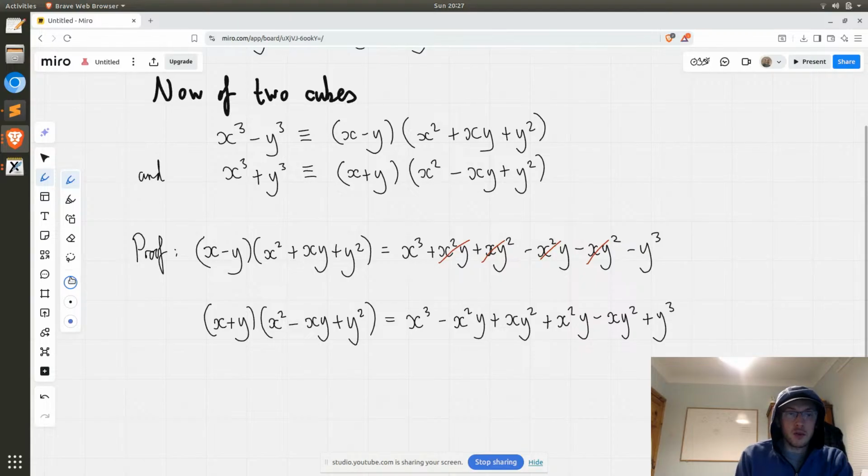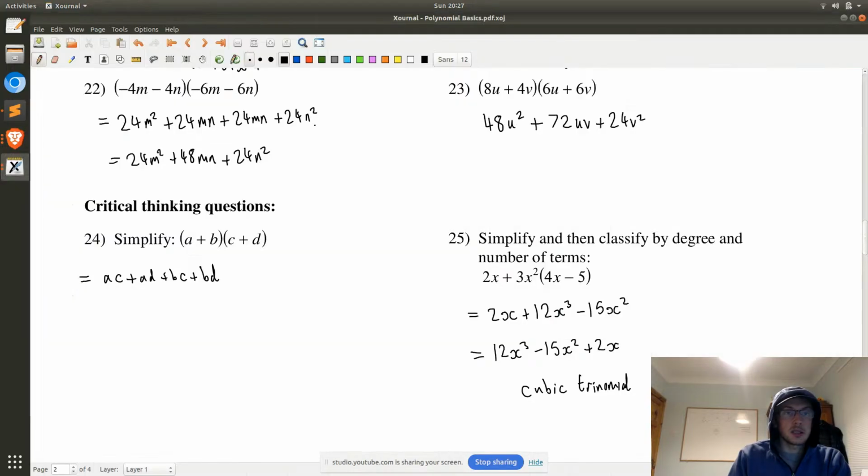What cancels? Negative x squared y and positive x squared y cancel. xy squared and negative xy squared cancel. And so we recover the x cubed and y cubed. Now to put them in action.